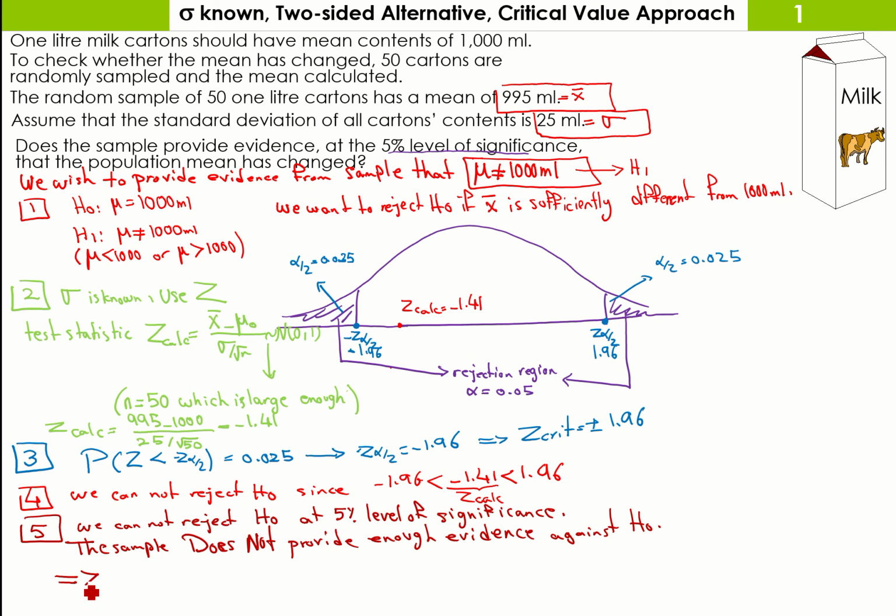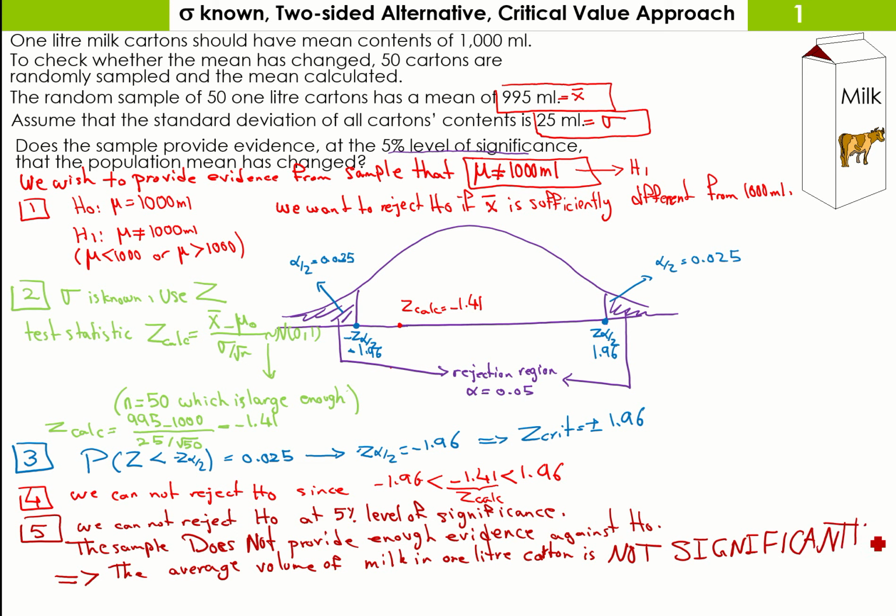So we can conclude at the end that the average volume of milk in 1 liter carton is not significantly different from 1000 milliliters, and we do not have enough evidence to reject H0.